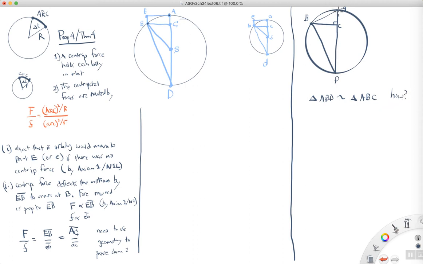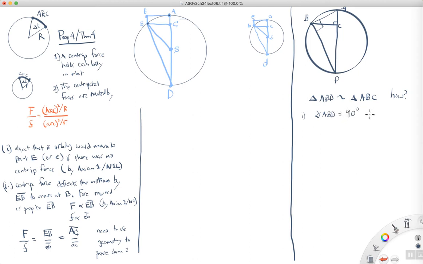Well, because if you inscribe a triangle in a circle where the hypotenuse is the diameter, then this angle right here must be a 90-degree angle. So the first point I'd like to make is that angle ABD is equal to 90 degrees.